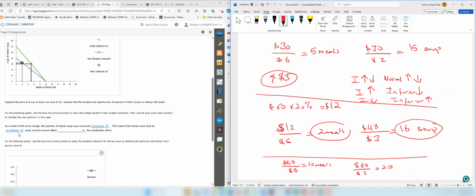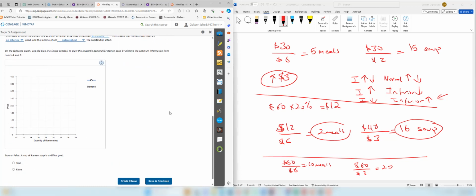So that happens here, right? Ramen noodles are now bought more by the consumer, right? For that reason, this means that ramen soup must be an inferior good, and the income effect outweighed the substitution effect, because if we talk about the substitution effect, you usually substitute the expensive one with the cheaper one. But since you are buying more soups, the income effect outweighed the substitution effect in this case.